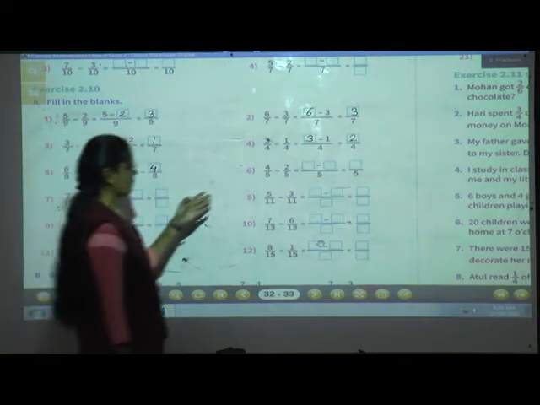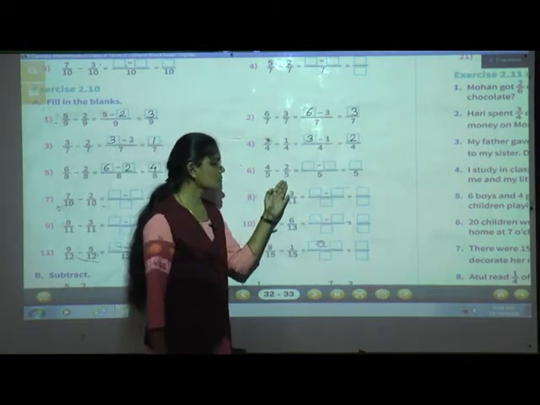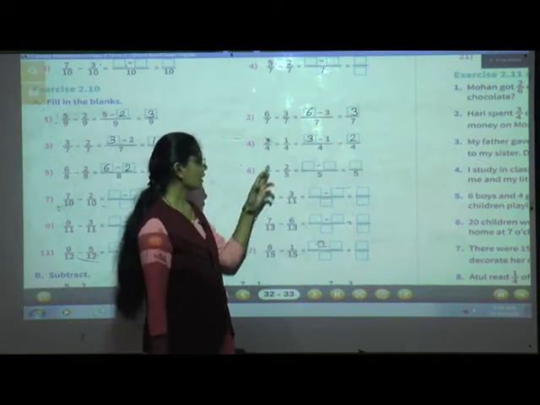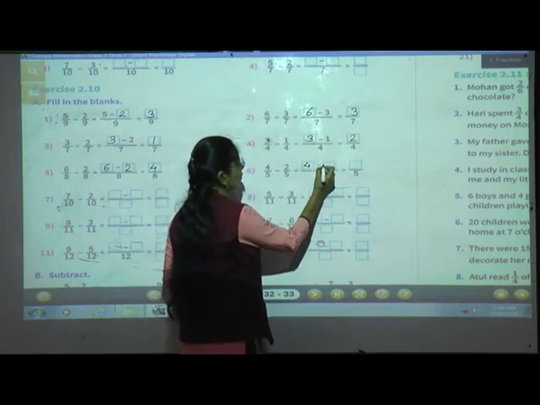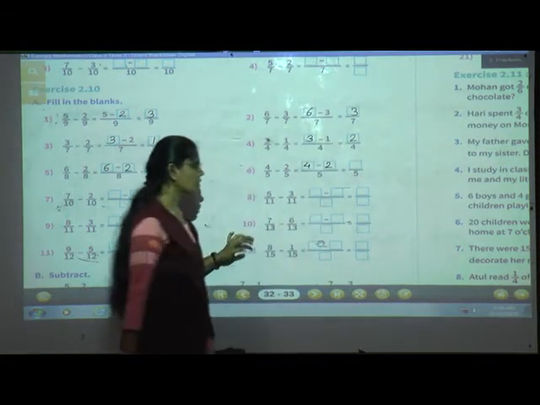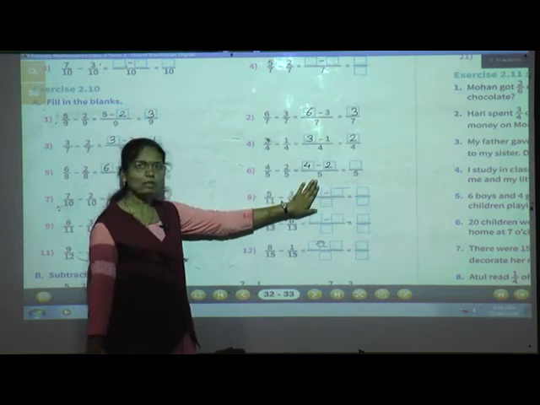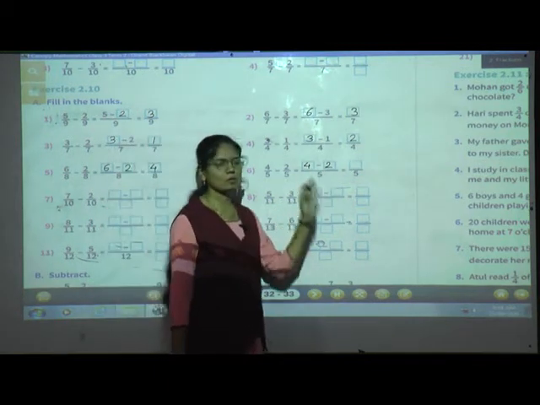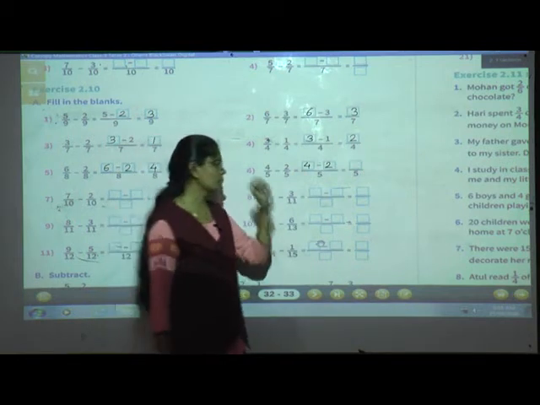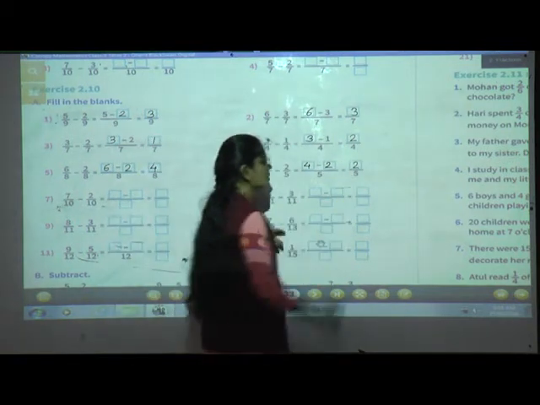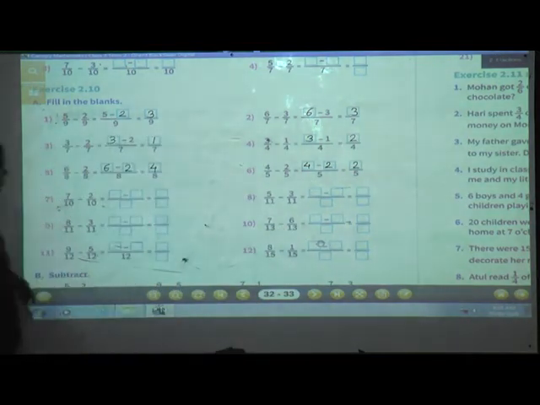See this sixth example. 4 by 5 minus 2 by 5. What we will do here? 4 minus 2 we will do. Okay. And the denominator 5 will remain same. 4 minus 2 is equal to, yes, 2. So here the answer is 2 by 5.